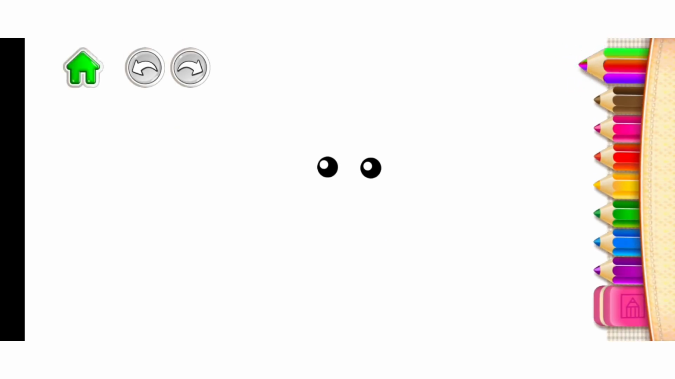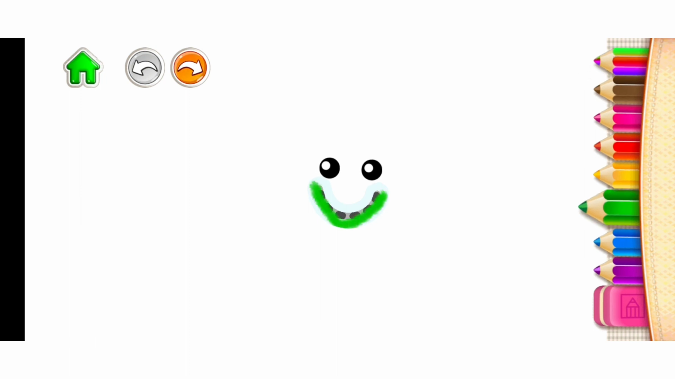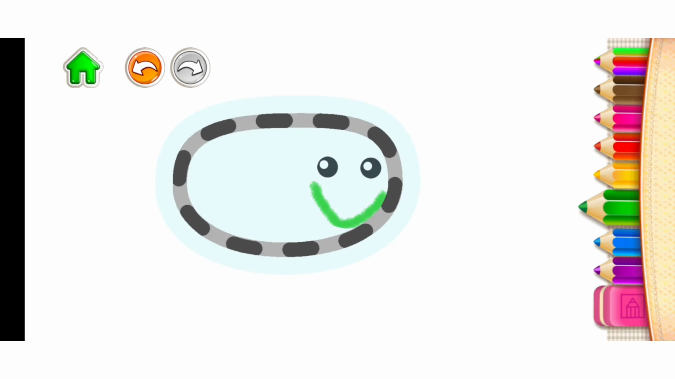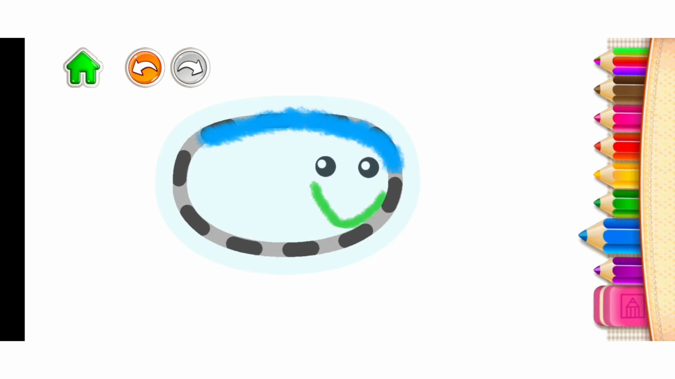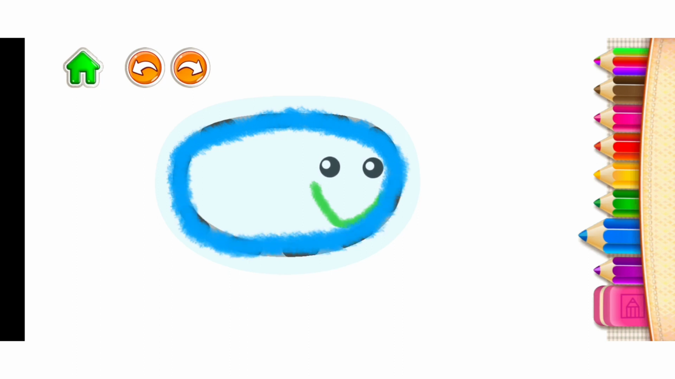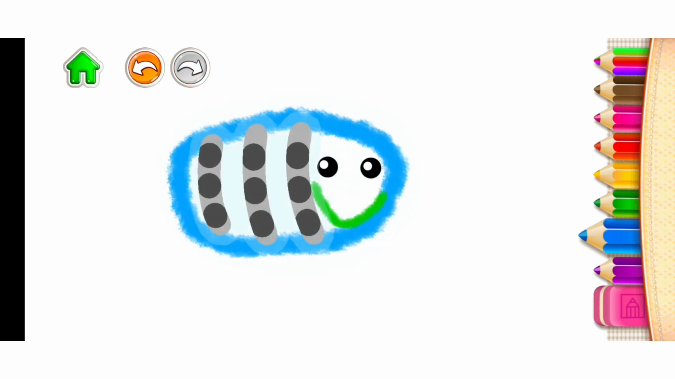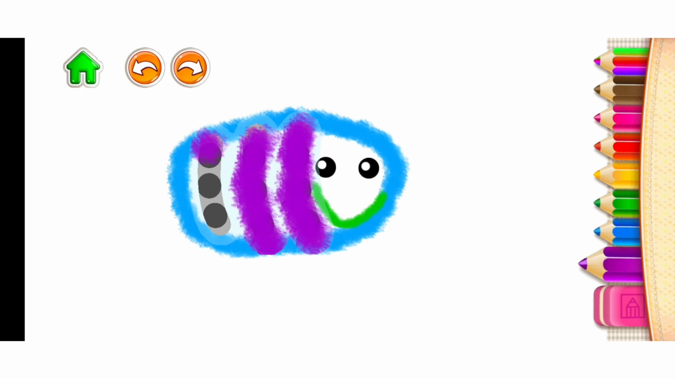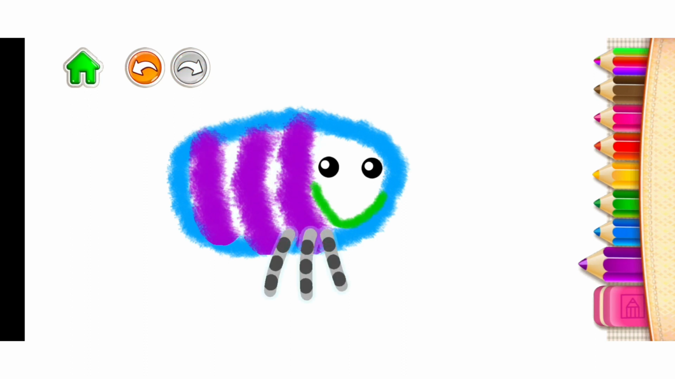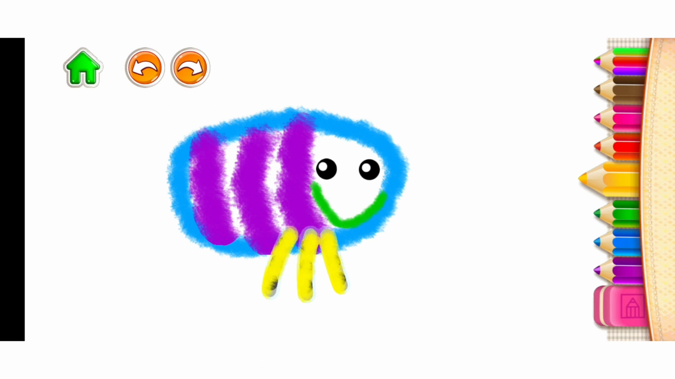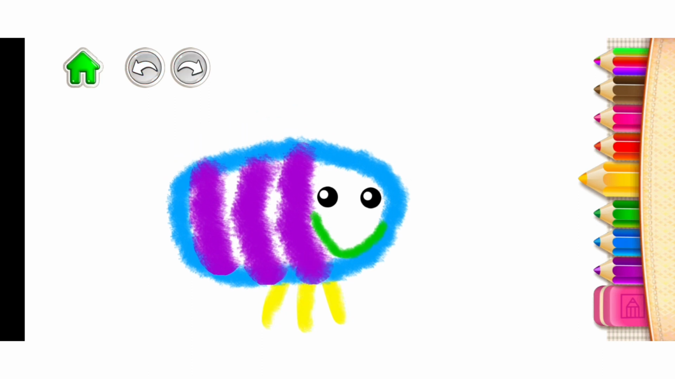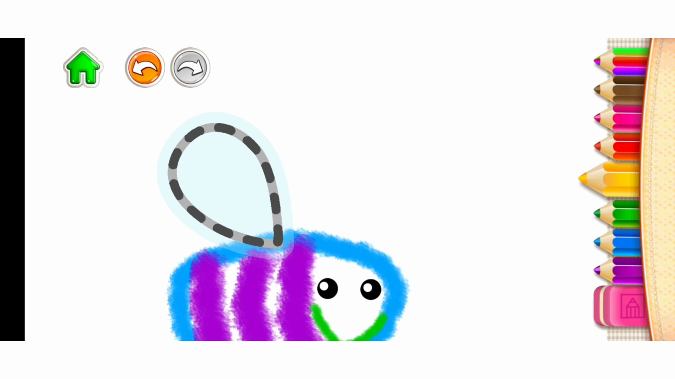Let's draw a bee. First, draw its mouth. Green. Now, draw its body. Blue. Impressive. Now, draw wide stripes on its body. And thin legs. Yellow. And two wings. Pink.